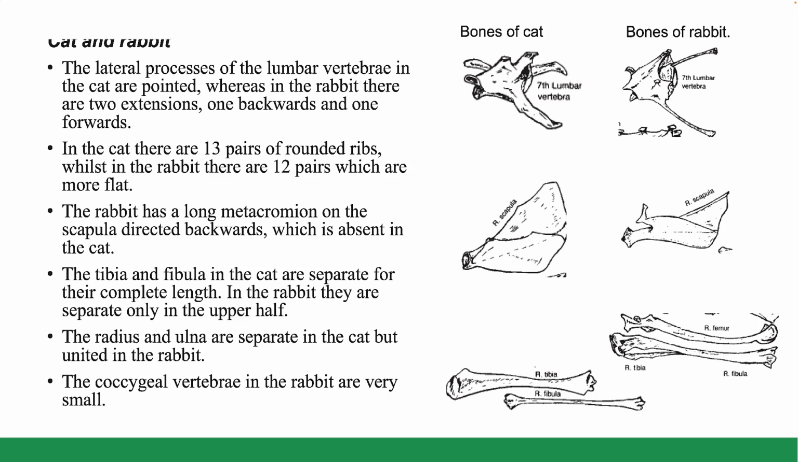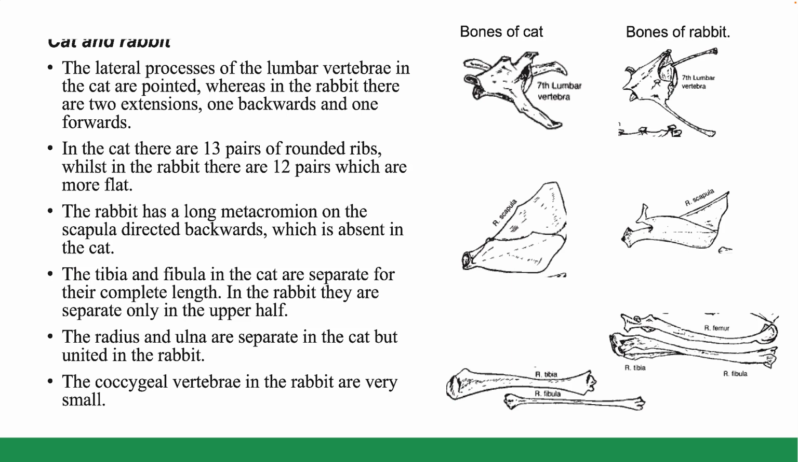We start with the lumbar vertebrae. In the cat, it is pointed, whereas in the rabbit, there are 2 extensions, one backwards and one forward. In the cat, there are 13 pairs of rounded ribs, while in the rabbit, there are only 12 pairs. A rabbit has a very long metacromion on the scapula directed backwards, which is absent in the cat.